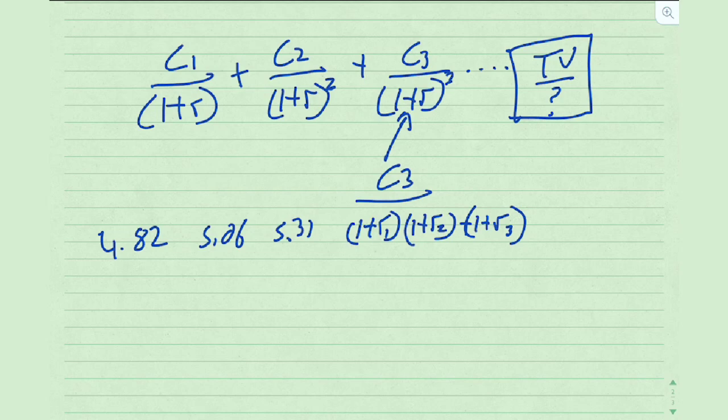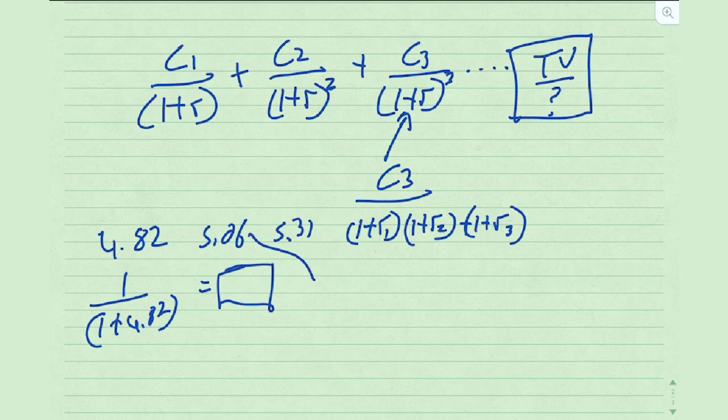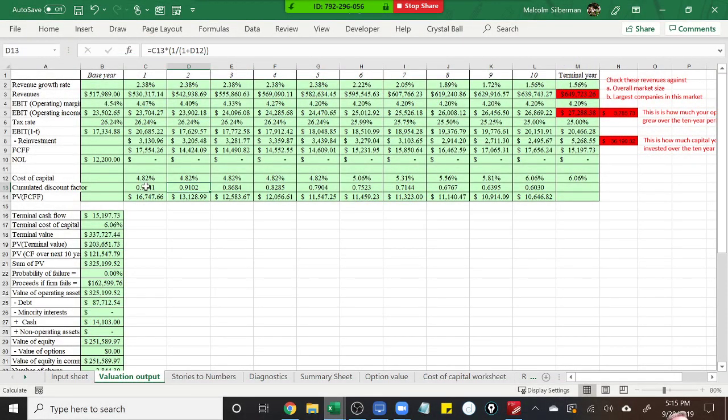So if we look at the sketch pad, he says 1 over 1 plus 4.82, and so he figures out what that number is, and then in the next period he multiplies that by 1 over 1 plus 506. And so he just keeps this sort of running total going. It's just an easier way to explain it.